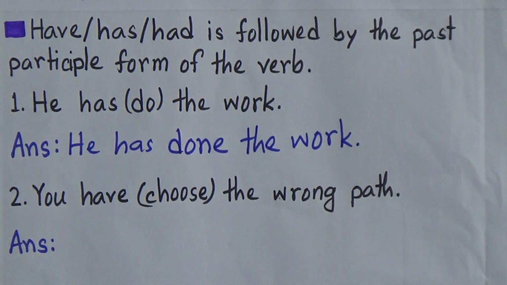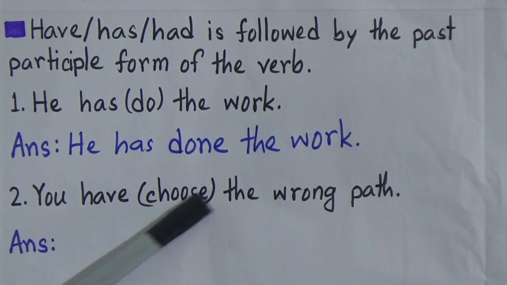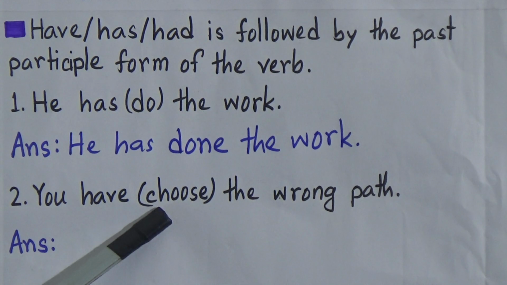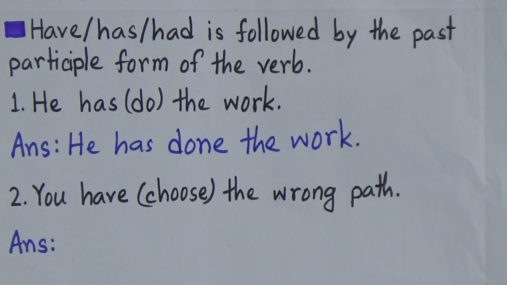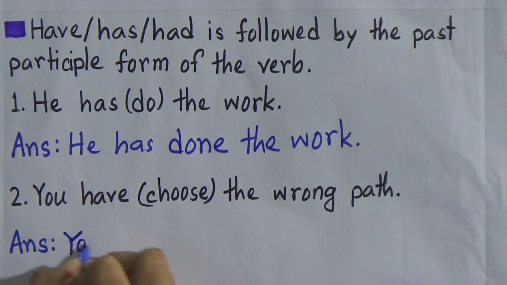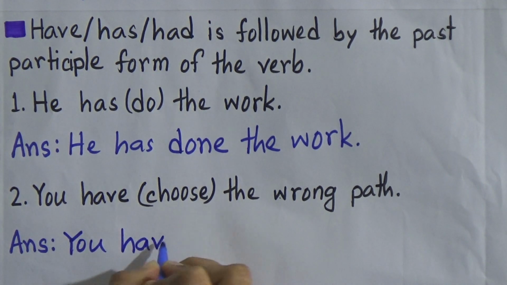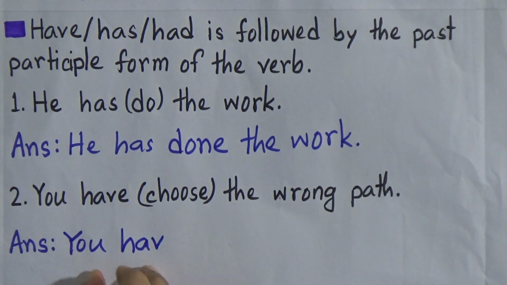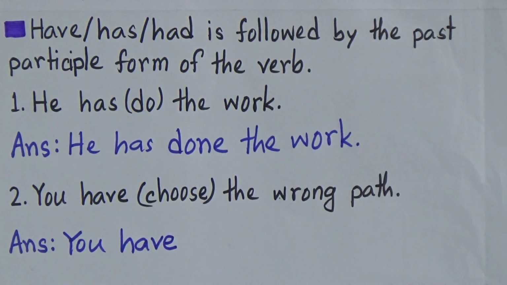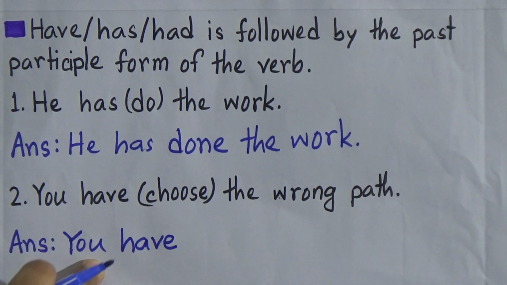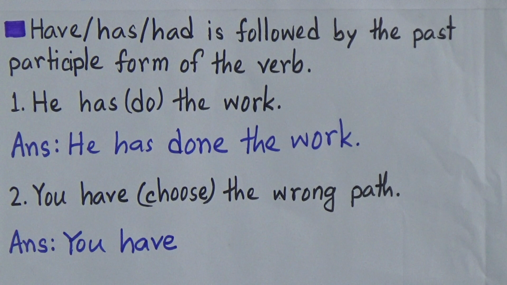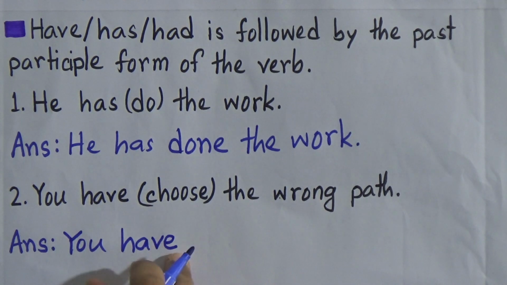Now the next example, you have choose the wrong path, and now look, there is a verb, choose. So let's do the exercise. At first we will write our subject you and then the verb have, and we know that after you we will write have. It will not be has. Remember it because it is second person, and we can use you both for singular and plural number, and there will be have after you.